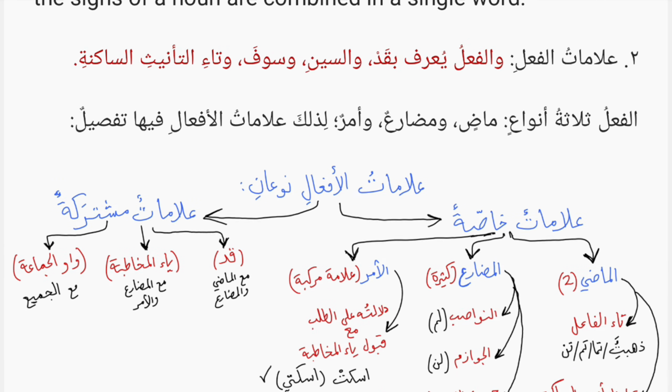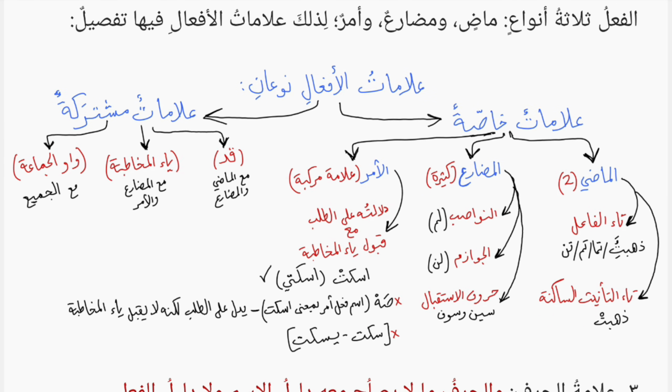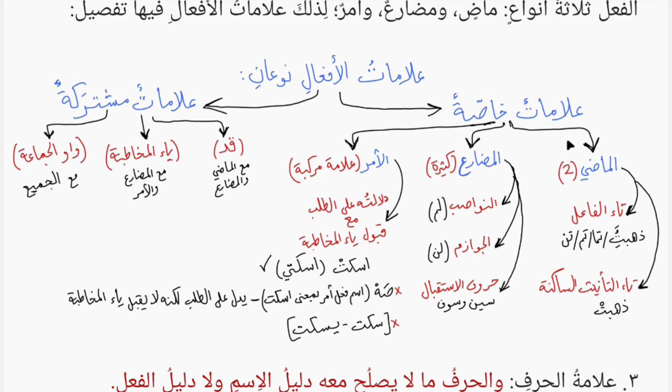We know there's one type of ism, but because these are 3 types, the signs will vary. So if you understand this categorization, it will be very helpful. علامات الأفعال نوعان. The signs of the af'al, the verbs, are 2 types. علامات خاصة. These are specific signs, as in specific signs for the madi, specific signs for the mudari, specific signs for the amr. And then we have علامات مشتركة. These are shared signs which are perhaps for the madi and the mudari, for the mudari and the amr, or for all of them. Okay, let's begin with علامات خاصة, signs which are specific to each one individually.